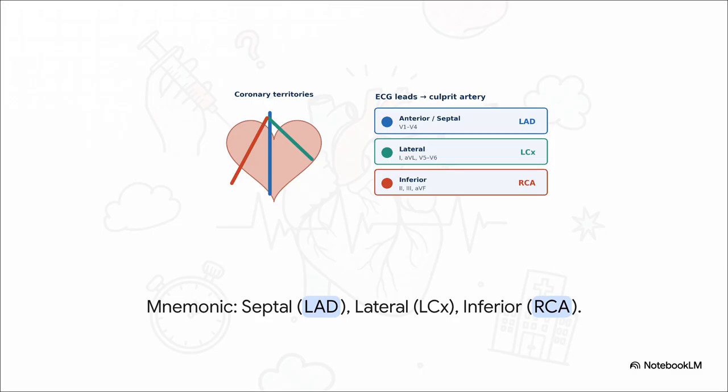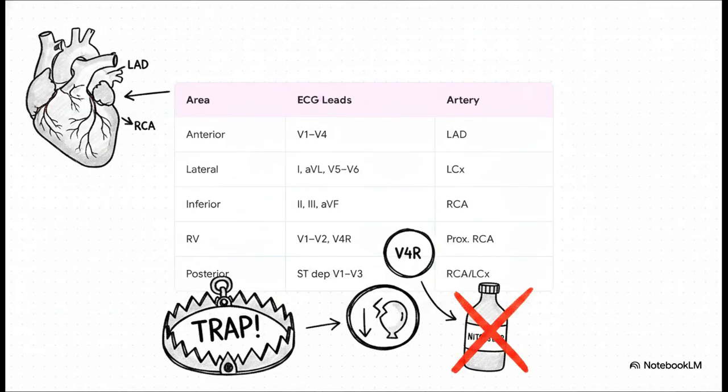Blue is septal and anterior, tracking to the left anterior descending artery. Green is lateral, mapping to the left circumflex. And red is inferior, mapping mostly to the right coronary artery. You should start your reperfusion thinking right here, based on this color map. As a resident, consider this table mandatory memorization.